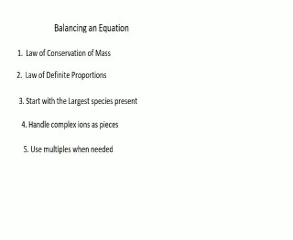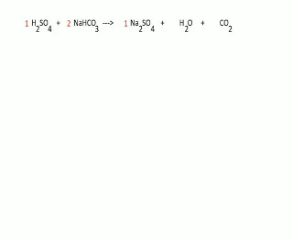Which gives us our next 2 rules for balancing the equation. When you have complex ions on both sides of the equation, you should handle them as pieces and balance them as things. And when you know you're going to need multiples of something, you should go ahead and start with multiples. Don't just automatically start with 1s. So our 2 atoms of sodium gives us 1 sulfate. That has to go in front of the sulfuric acid.